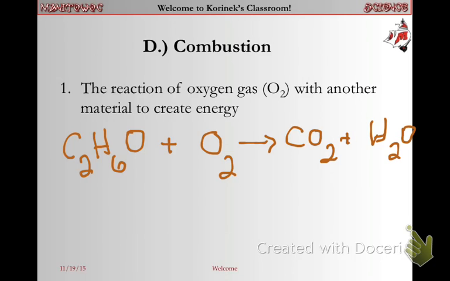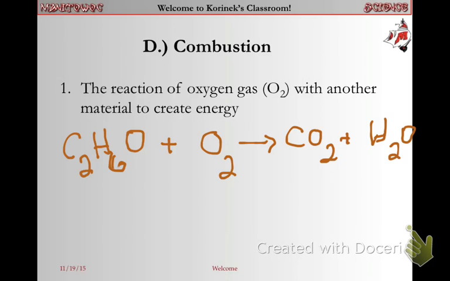Okay, and this is an example of a combustion reaction. So essentially we've got another material, which is the ethanol right here, being added to oxygen. And usually anytime you've got a hydrocarbon, which is something that has hydrogen and carbon, as the other material, the 2 products that you're going to create are carbon dioxide and water. So the key here is to look for oxygen gas as being one of the reactants. And if you do see oxygen gas as one of the reactants, then you can probably bet that you're looking at a combustion reaction.